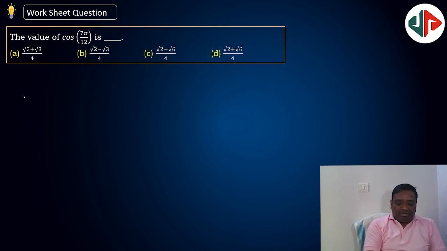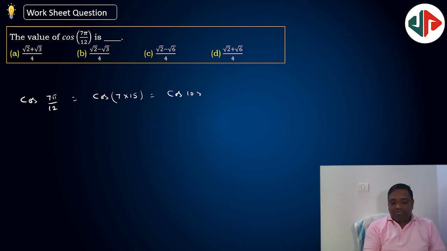Cos of 7 pi by 12 means, can we rewrite this value as 7 into 15 degrees only. So it is nothing but 105 degrees. 105 degrees means it is nothing but cos of 90 plus 15 degrees. So in the second quadrant cos is negative and cos will be changed to sine 15. So minus of root 3 minus 1 by 2.